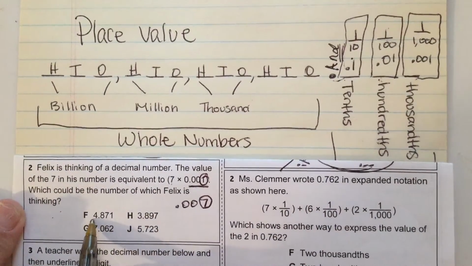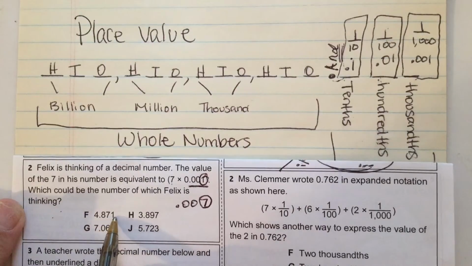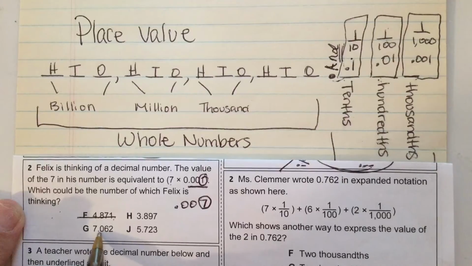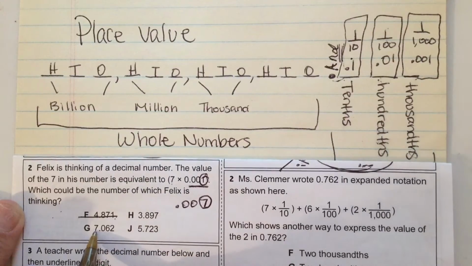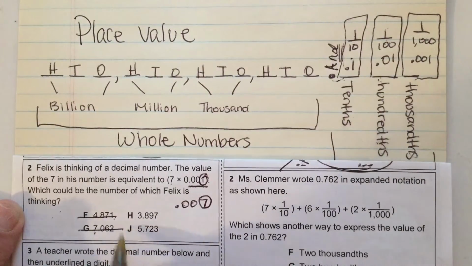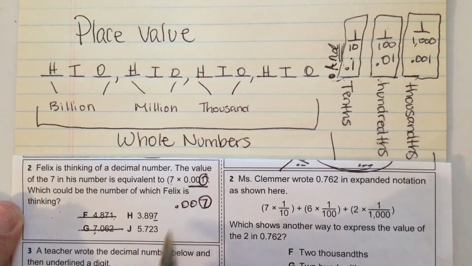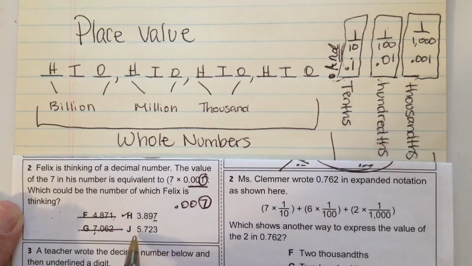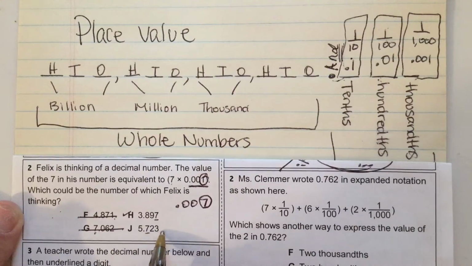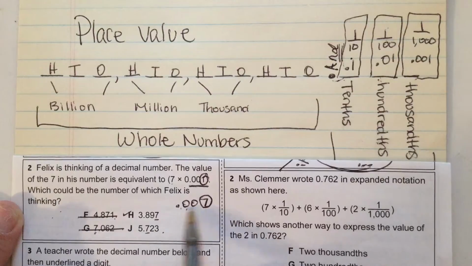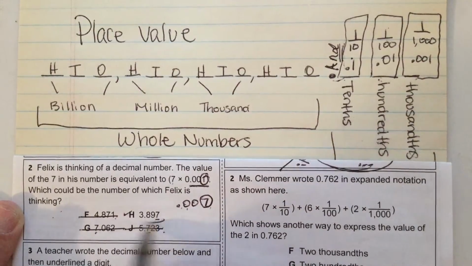So this is 4.871. Nope, that 7's not in that last digit. 7.062. This is in the whole number, that's the ones place. 3.897. 7 in the last digit, so that's a possibility. 5.723. Okay, the 7 wasn't in the first digit to the right. It was in the last digit. So that means my answer is H.